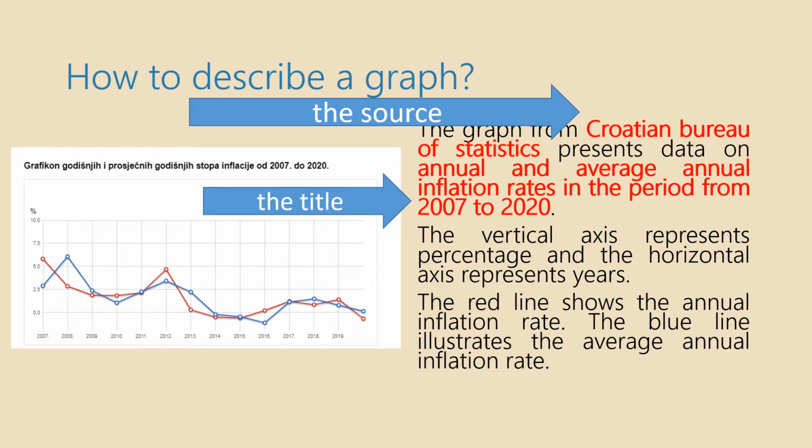You can go on then explaining what each of the axes represents. In this case, the vertical represents percentage and the horizontal presents years. Finally, explain what the lines in the graph show. So here, the red line shows the annual inflation rate and the blue line illustrates the average annual inflation rate. This information is very important for your audience. They need to understand what they are looking at.